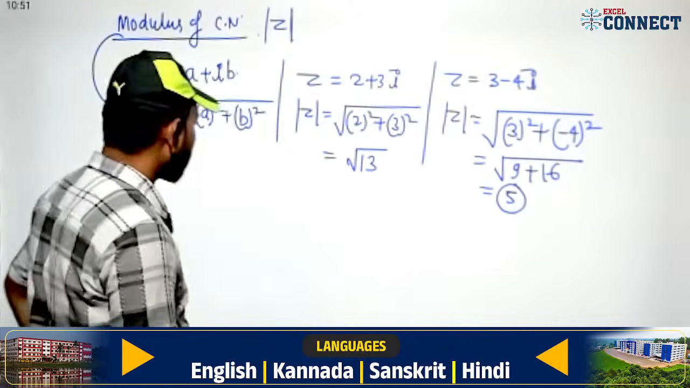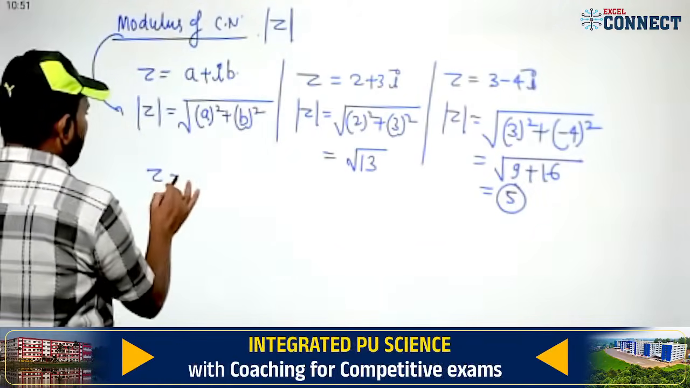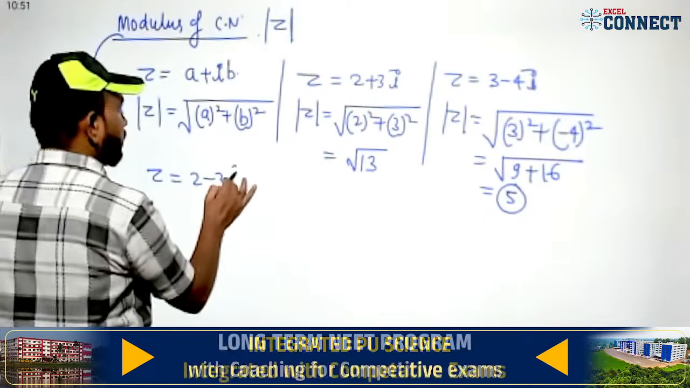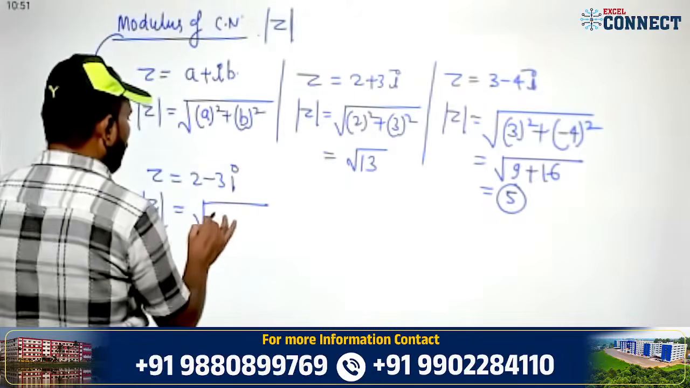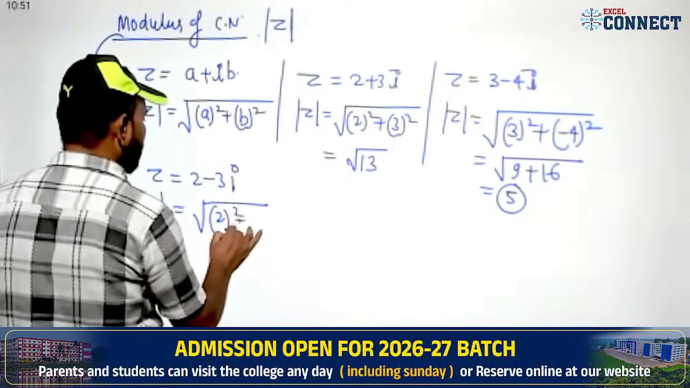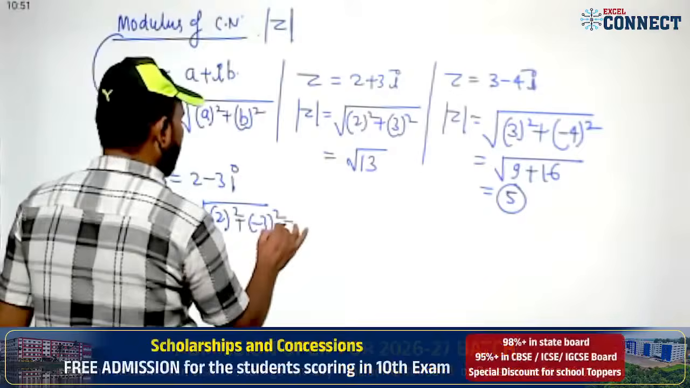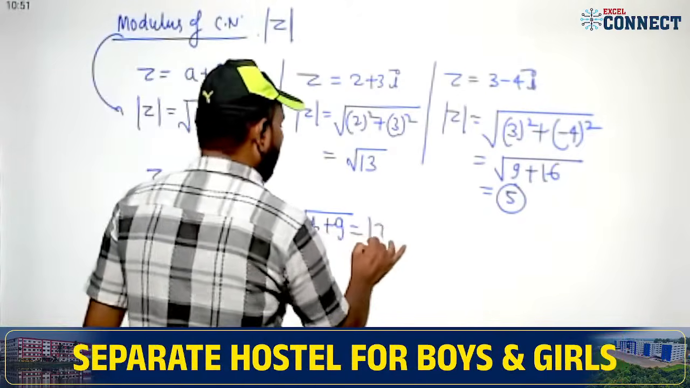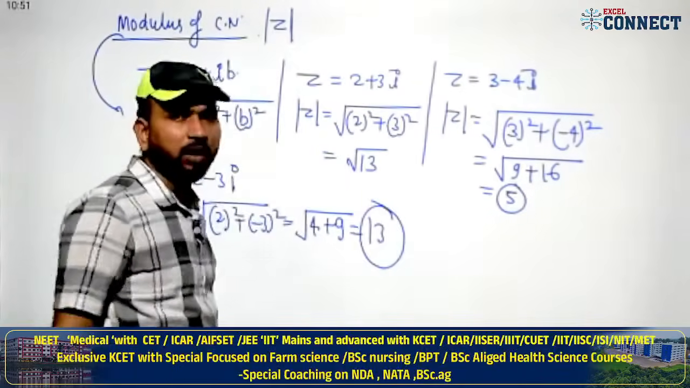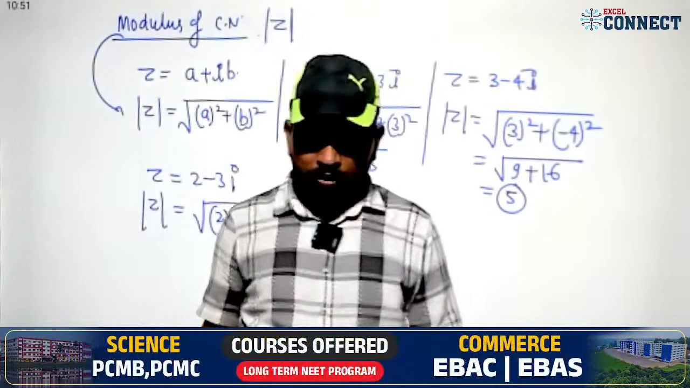So if Z is equal to 2 minus 3 iota, then mod Z is equal to under root of 2 square plus minus 3 square. That is 4 plus 9, so 13. How to find the modulus? You understand? Under root of A square plus B square.